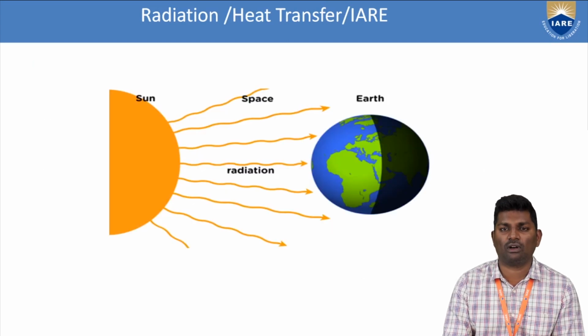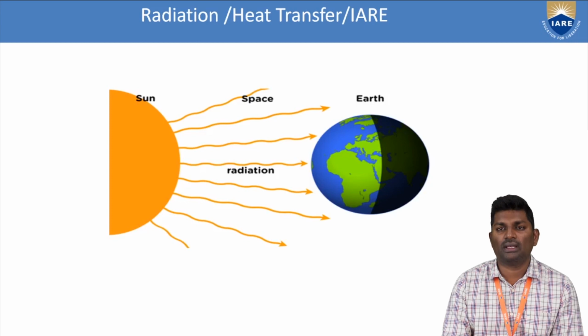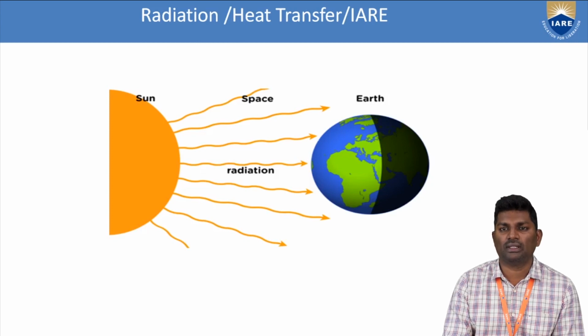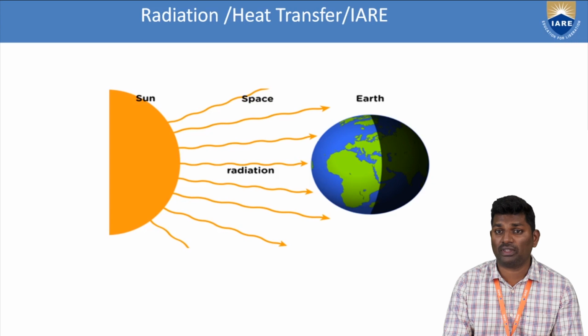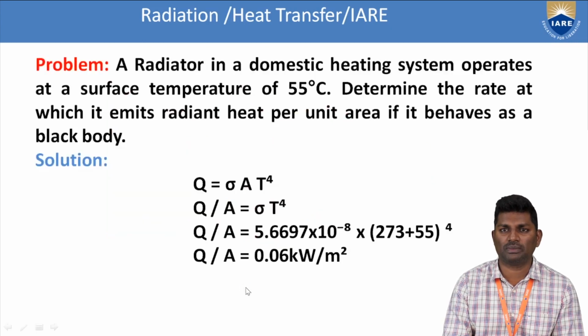So this is the example of radiation, how the sun's energy reaches the earth with the help of radiation only. There is no medium required to carry the radiation between the sun and the earth. Now if you see the problems in radiation, a radiator in a domestic heating system operates at a surface temperature of 55 degrees centigrade. Determine the rate at which it emits heat per unit area. Again they are asking heat per unit area, that is nothing but the heat flux. So that is Q by A you have to find.